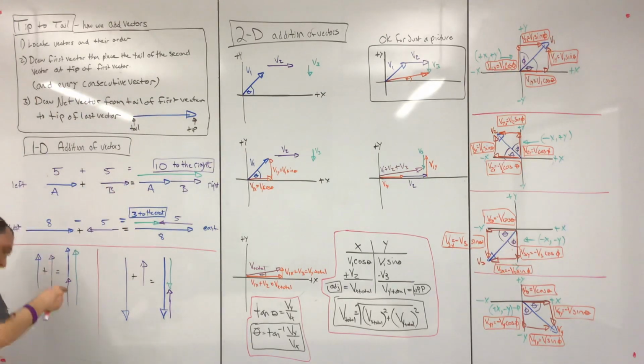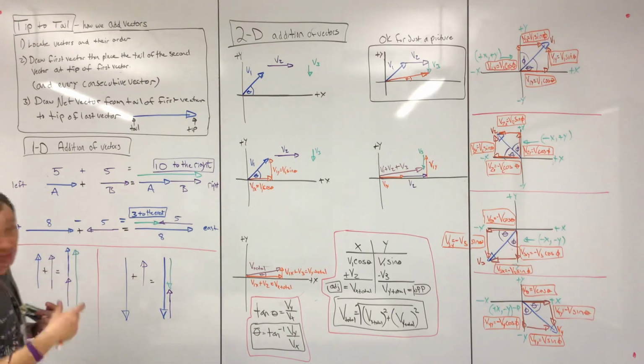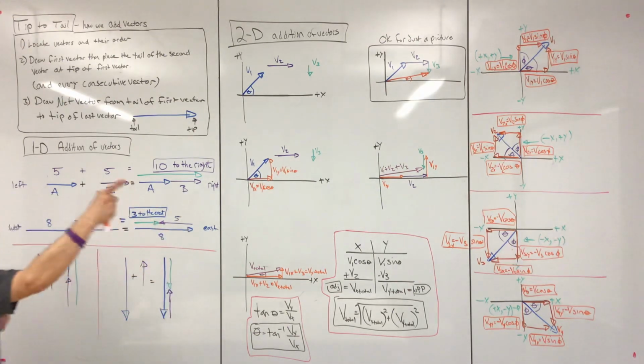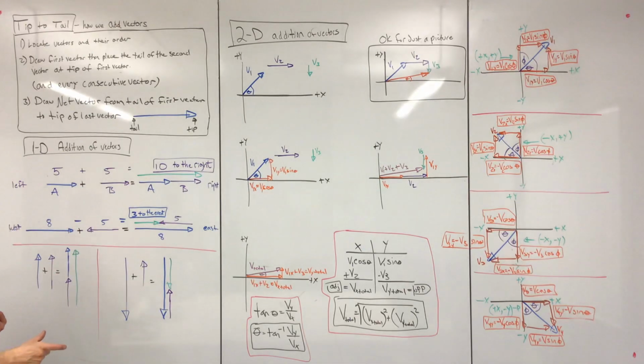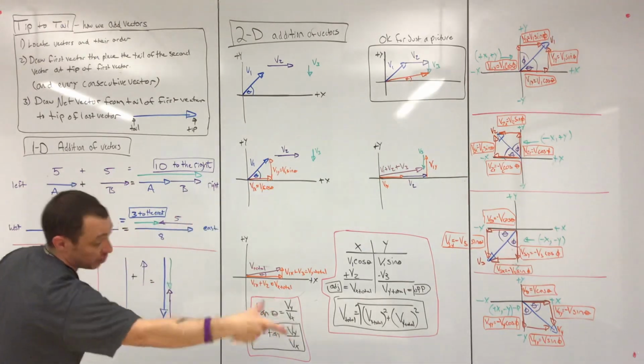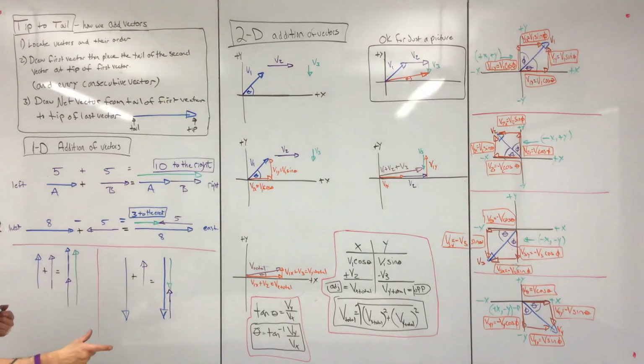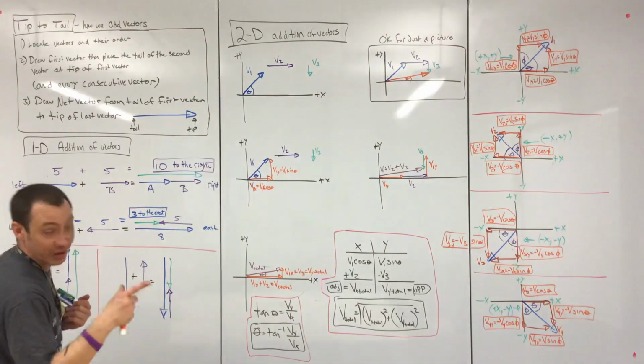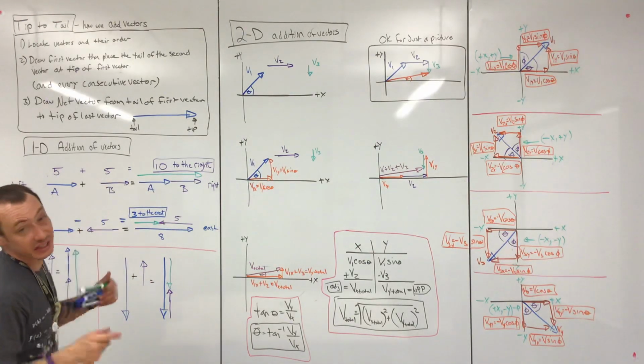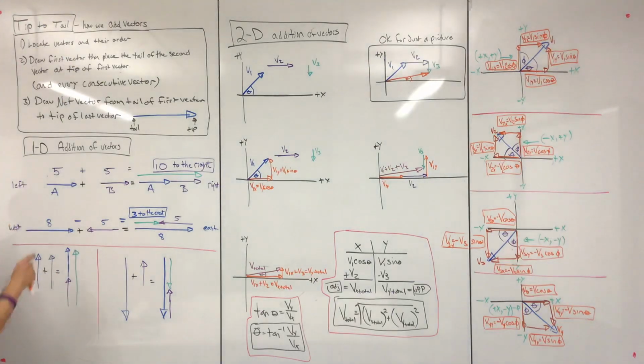So then after you place the tail of the second vector on the tip of the first vector, if you have a third vector, you'll place the tail of the third vector on the tip of the second vector. If you have a fourth vector, you place the tail of the fourth vector on the tip of the third vector. That is a tongue twister, but I'm sure you get the picture.